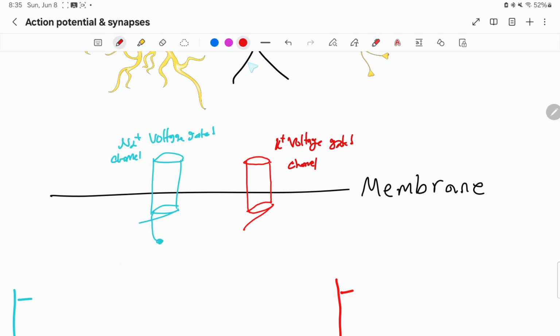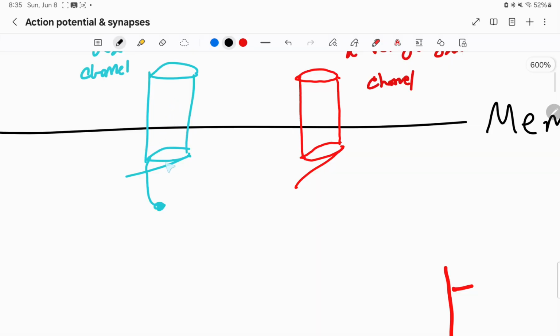Now, these gates have names. Sodium actually has two gates, if you notice. It has this one over here called the activation gate, and this other one that looks like a ball and chain, called the inactivation gate, or IAG. The potassium channel also has an activation gate, and let's draw it a little more closed, like this.